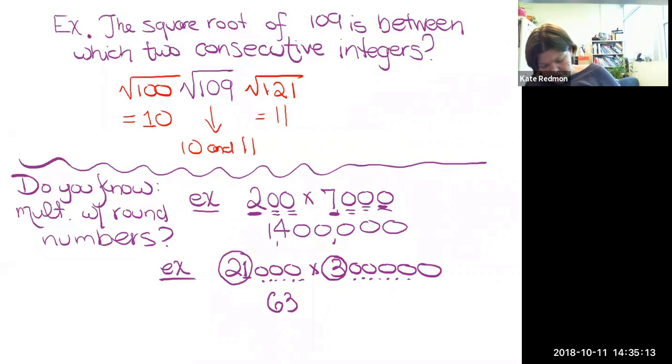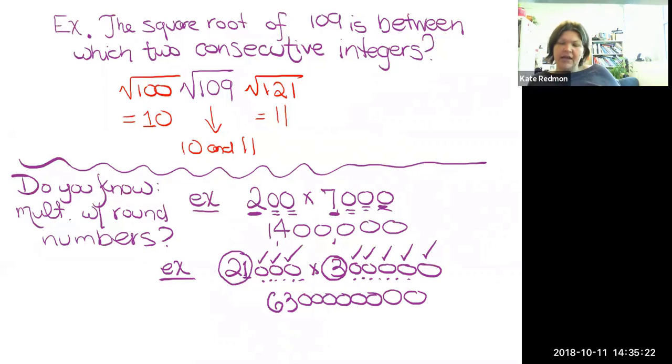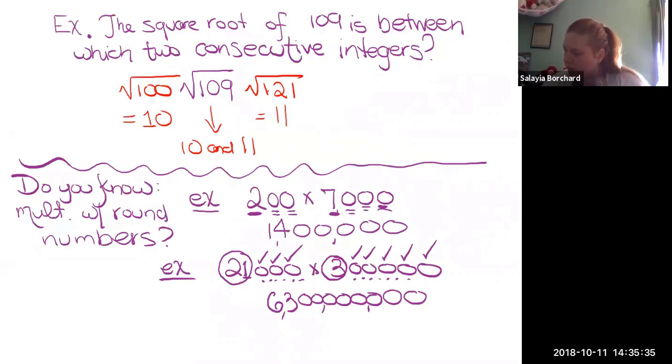So I'm going to get all these zeros. 1, 2, 3, 4, 5, 6, 7, 8. And even if you can't read that number, you can do that math, okay? I can read this number though. 1, 2, 3, comma, 1, 2, 3, comma, 1, 2. 6,300,000,000,000.